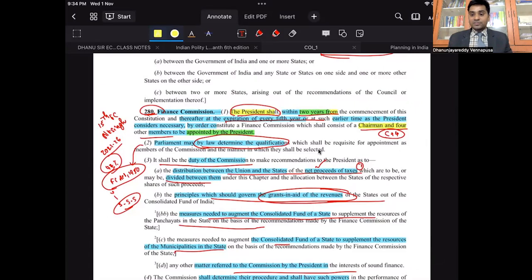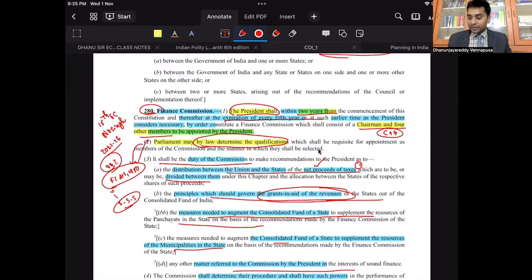What is the composition of this? There are a chairman plus 4 other members. However, the qualifications of these members were not determined. Who will determine those qualifications? The Constitution says Parliament may by law determine the qualifications. Hence, the qualifications of these persons should be determined by Parliament. Hence, Parliament in the year 1950 passed the Finance Commission Act 1950, and they have given what the qualifications are.